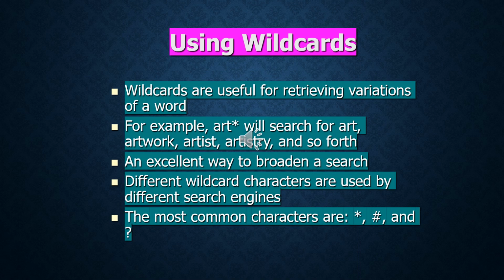There is another tool we use to improve our search, that is the wildcard. Wildcards are useful for retrieving variations of a word. For example, when you type ART star, it will search for any word that starts with ART and will be part of the hit. For example, a word like art, artwork, artist, artistry, and so forth. So wildcard is an excellent way to broaden our search. Different wildcard characters are used by different search engines. The most common characters are the star, the hash, and the question mark.